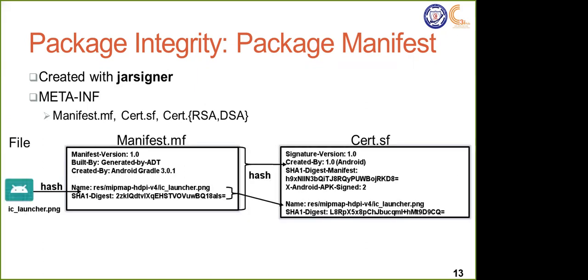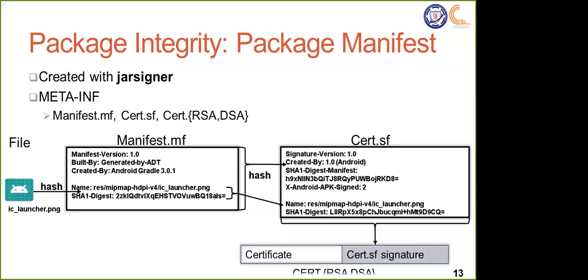So how do these files work individually? For any individual resource, like the ic_launcher.png image, its hash is stored in the MANIFEST.MF file. Each and every resource is stored in the manifest file, and the hash of each of these resources is stored in the .SF file. So this is a two-factor hash, so that if someone has changed the hash in one location, they cannot change the hash in the other locations. And the CERT.SF signature is stored in the CERT.RSA file along with the public key to verify this integrity.